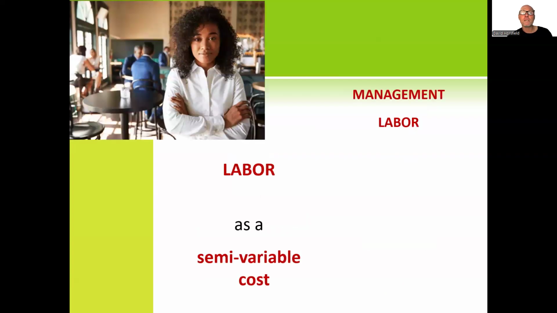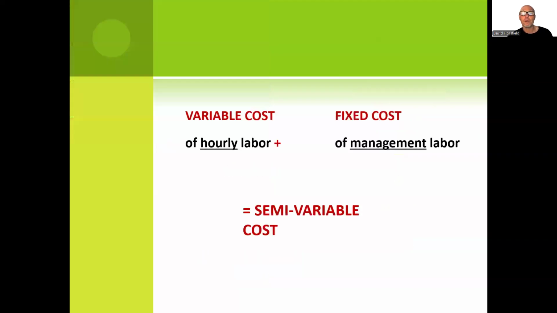When we look at management labor, the manager doesn't get cut and sent home early on a quiet night because their labor is a fixed cost, meaning the business has got to pay for that management labor no matter how busy or how quiet it is. Labor is a semi-variable cost. So the variable cost of hourly labor plus the fixed cost of management labor is a semi-variable cost together.